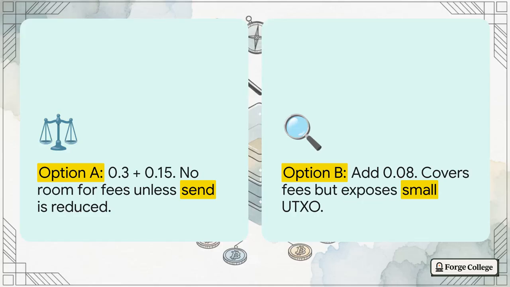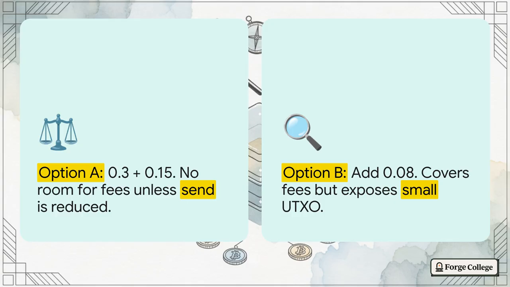We immediately face an engineer's dilemma. Do we reduce our send amount slightly to cover the fee out of just 2 inputs, or do we sacrifice our hard-earned privacy by adding a 3rd input just to generate change? Option A gives us exactly 0.45 Bitcoin with the first 2 UTXOs, but leaves absolutely 0 room for minor fees unless we negotiate the send amount down with the receiver.